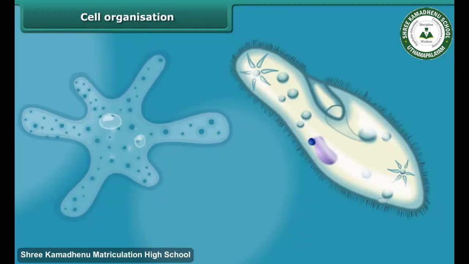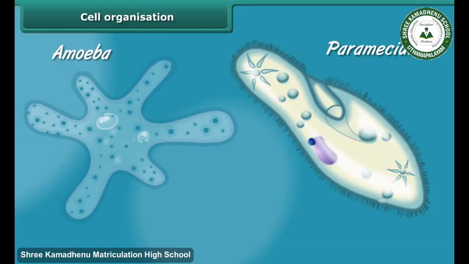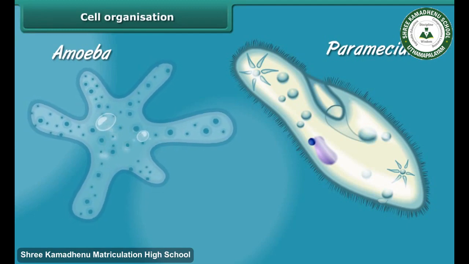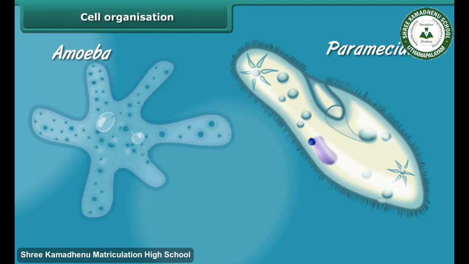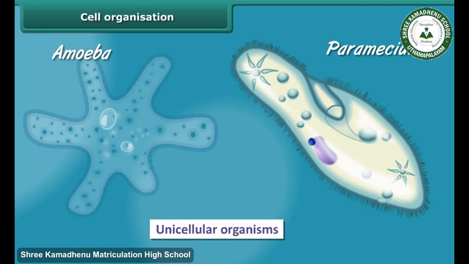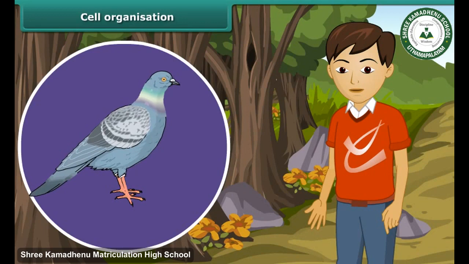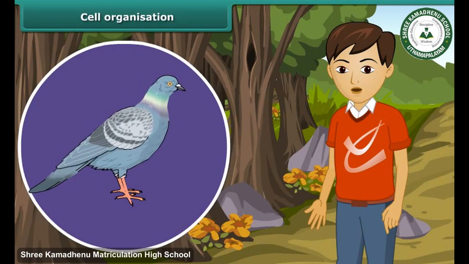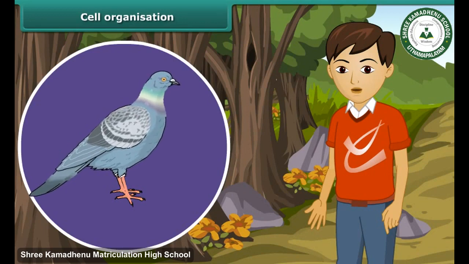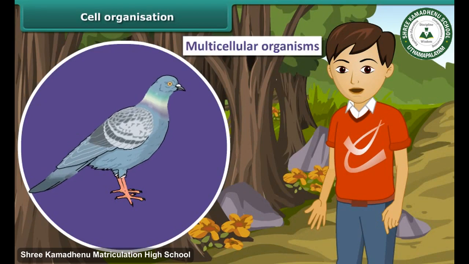Small-size organisms like amoeba, paramecium are made up of one cell. They are called unicellular organisms. Human beings, pigeons, mango tree are made up of many cells, so they are called multicellular organisms.